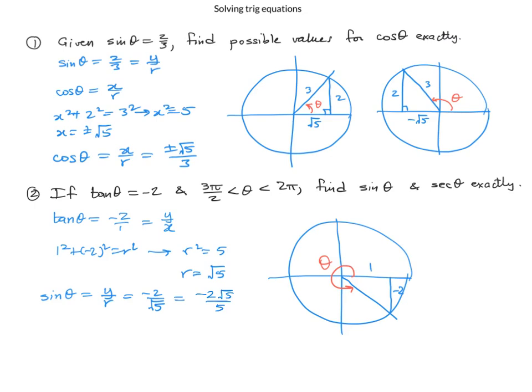Now, to do secant theta, I'm first going to find cosine theta. So cosine theta is supposed to be x over r, which in this case is 1 over root 5. I'm not going to try to rationalize that because when I do secant theta equals the reciprocal, that's root 5 over 1, which is just root 5, and the denominator is automatically rationalized there, so I'm perfectly happy with the root 5.